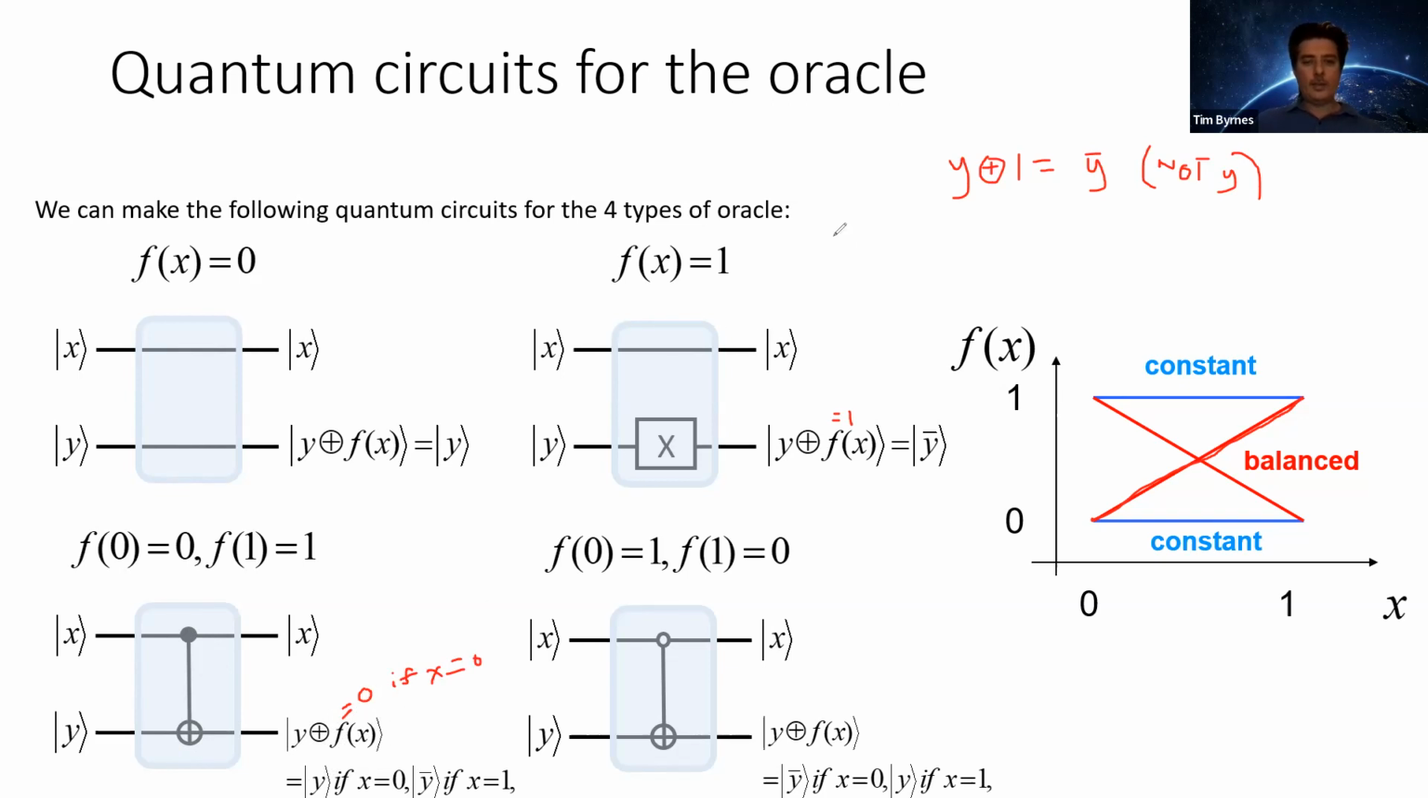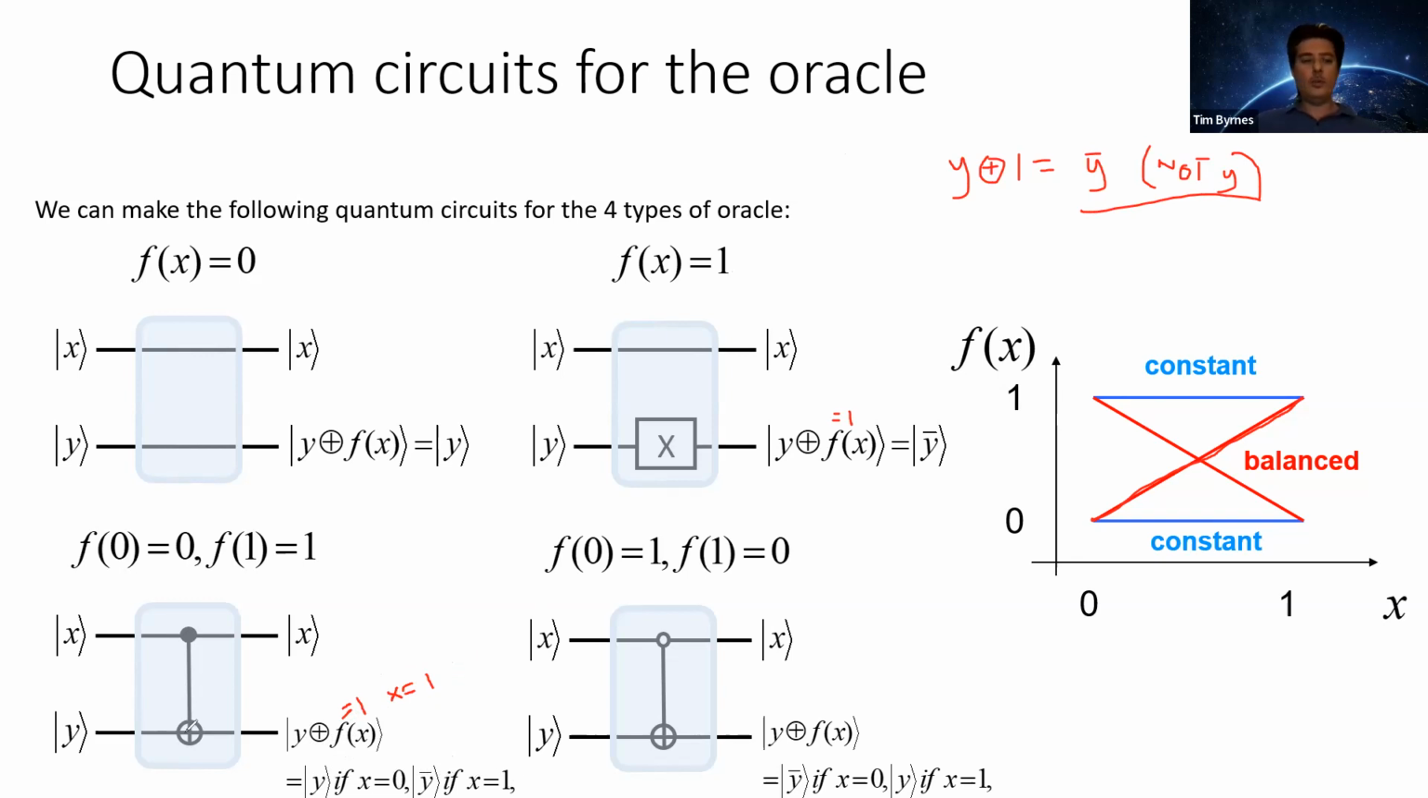Now, if f of x is equal to 1, which is what happens when x is equal to 1, then this will flip the y value. So it'll be not y. So it's basically y if x equals 0 and not y if x is equal to 1.